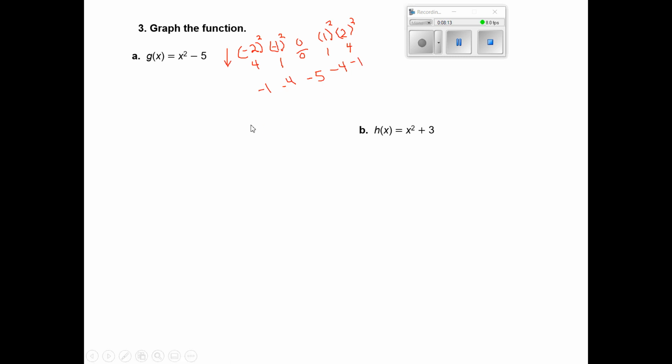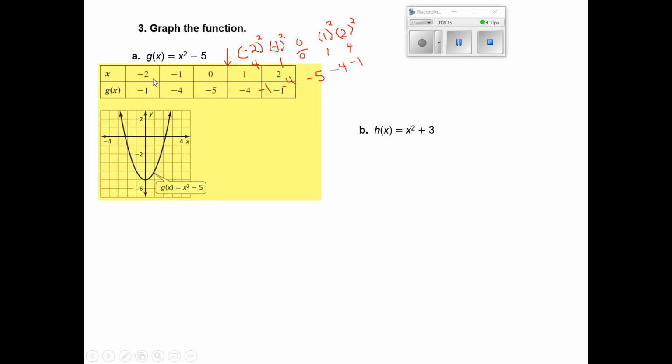And if we follow this out, we're going to see, yep, there's our points. When x is 2, we got -1. When x was 1, we got -4. When x was 0, we got -5. When x was 1, we got -4. And when x was 2, we got -1. We plot those out, and we do get the same parabola 5 units down from the original. All right, let's go with B.